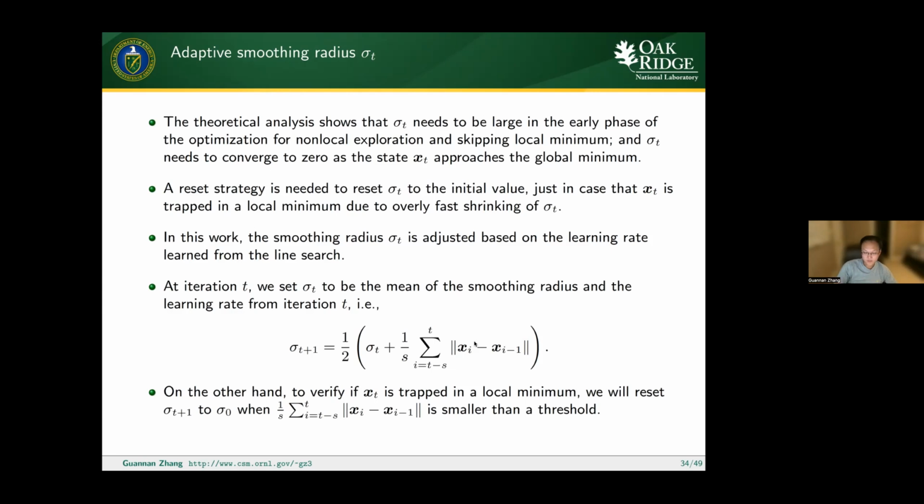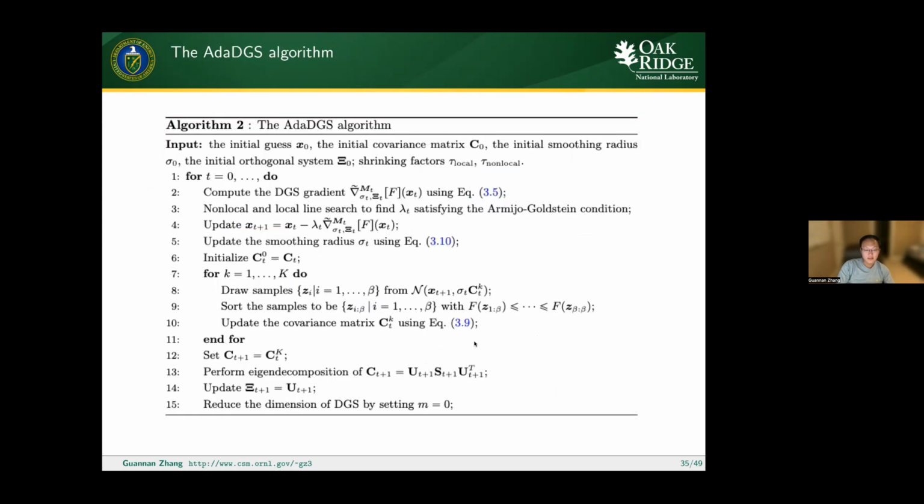Of course, in practice, we also need to use some restart strategies. Once we see the smoothing radius goes to very small and the state does not change, then we probably need to restart, re-enlarge the smoothing radius and do it again, to see if it comes back to the same state, the same optimizer. This strategy seems to perform very well for our testing problems. With all this put together, we have this adaptive algorithm where we essentially don't need to tune any sensitive hyperparameters anymore.